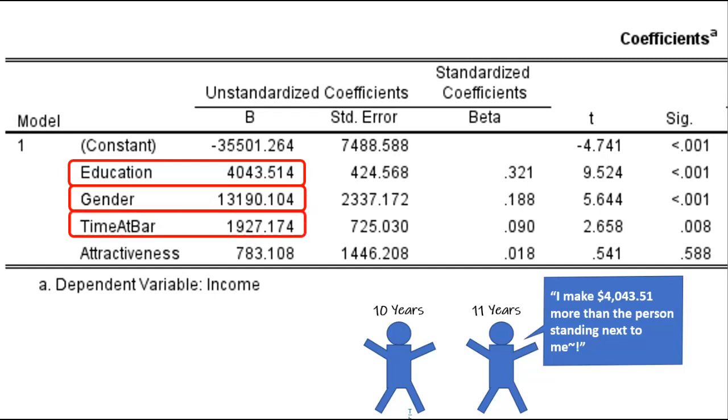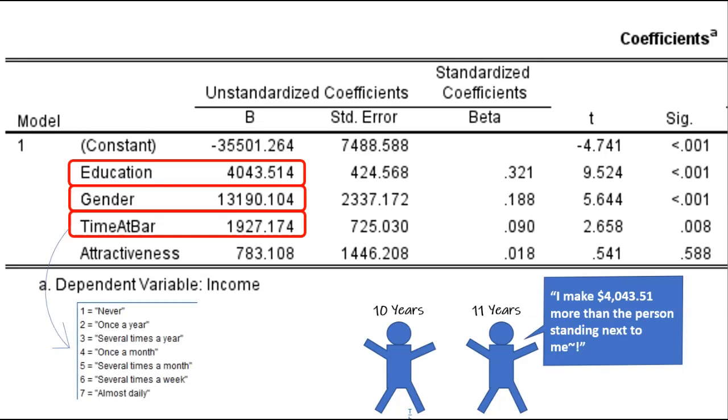Remember that this is measured using a 7-point Likert scale. So every 1 unit increase in time or evening spent in a bar is associated with an increase of $1,927.17. Now, this finding may sound a bit outrageous, obviously, but from a statistical standpoint, one could argue that people who spend more time drinking and/or socializing in a bar in the evening more frequently than others make more money than others. Yeah, I know, it doesn't make sense and it almost sounds unfair.